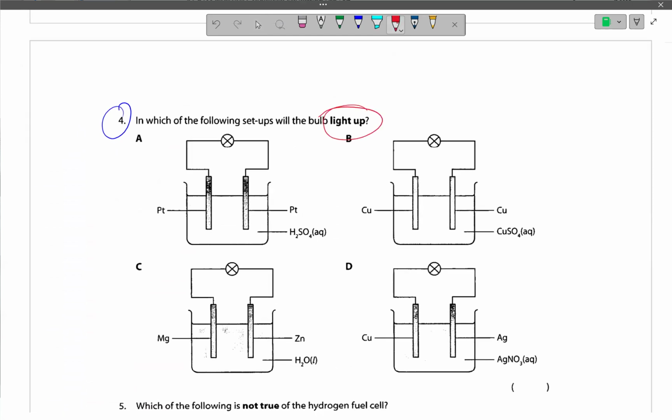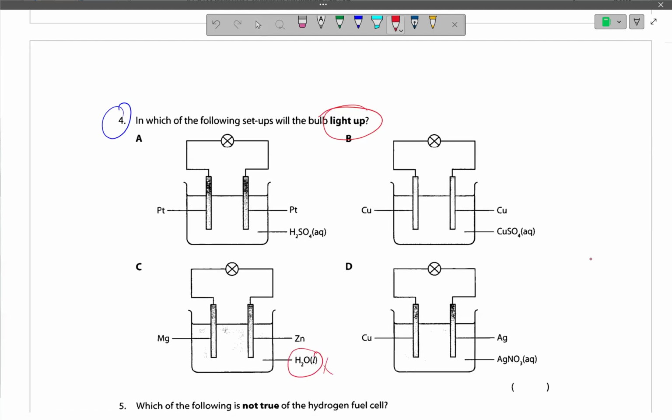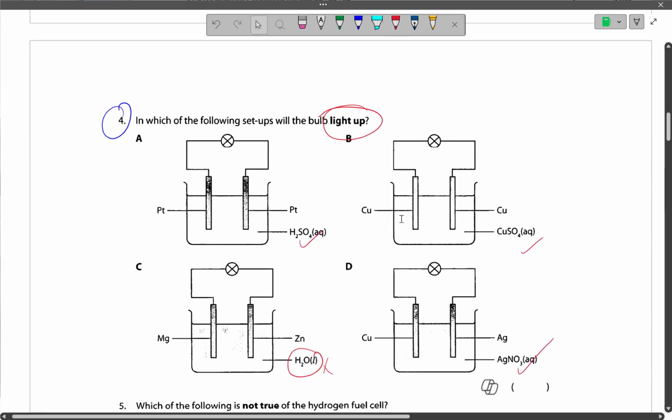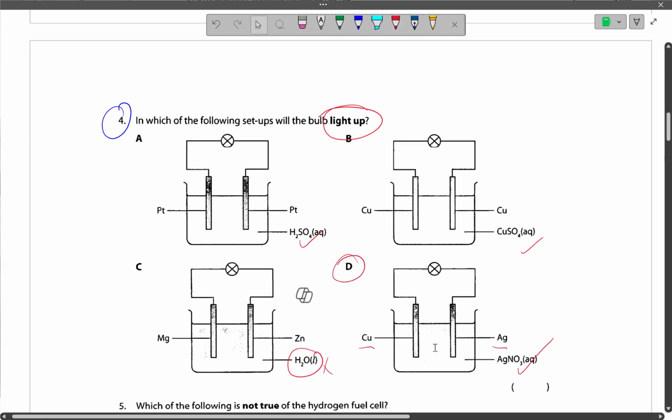Light up means that in the chemical cell, the first condition is that the electrolyte must be able to have ions to conduct electricity. So in other words, water is not a good conductor. The rest seem to be okay, aqueous. The second condition, which is more important, is that the two metals must be of different reactivity. So the only choice down here is copper and silver. Even though they are very close, at least they are different metals with different reactivity.